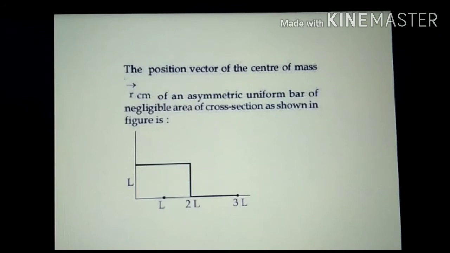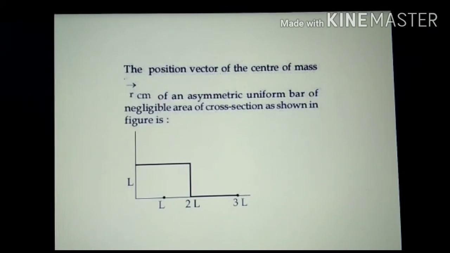For the x coordinate of center of mass, suppose two particles m1, m2 are located at x1 and x2. What is the x coordinate of center of mass? The formula is xcm equal to m1 x1 plus m2 x2 by m1 plus m2. Similarly, the y coordinate of center of mass is m1 y1 plus m2 y2 by m1 plus m2. That is the basic formula we use for center of mass. Here m1, m2, m3 are not given.